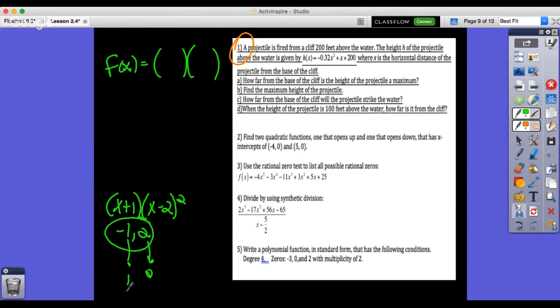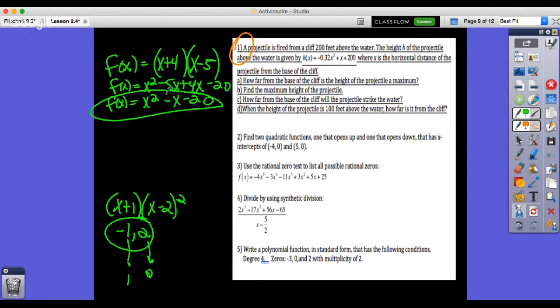So negative 4, 0 turns into x plus 4. Good. And the positive 5 turns into x minus 5. Now let's distribute this. So that's x squared minus 5x plus 4x minus 20. Yep, that's exactly right. So that's x squared minus x minus 20. Good. That's 1 right there. To make the negative 1, what can I do with this equation?